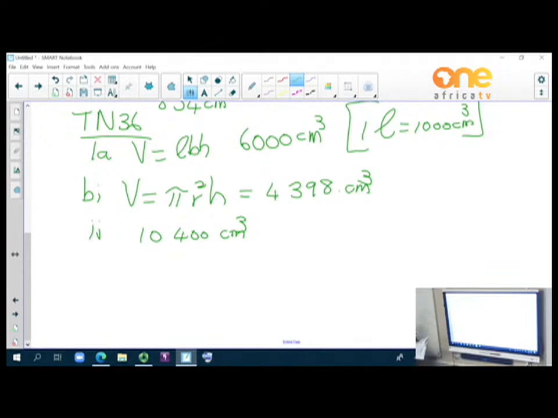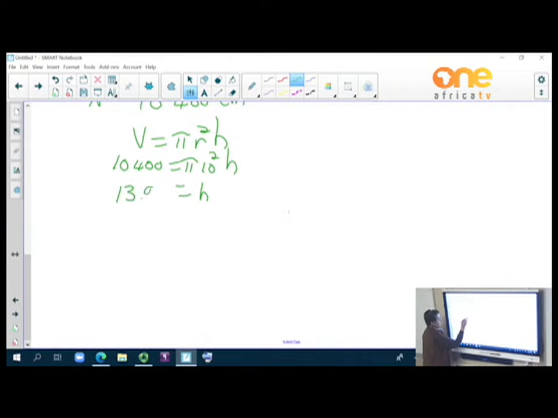And the last one, calculate now the depth of the water in the tank. So what do you need to calculate? The height, isn't it? So we're still with this formula. Volume is pi r squared h. And the volume is now 10,400. The radius is still 10 centimeters. And you have to calculate the height. And what did you get? 13.9. And this will now be centimeters because it's just the height that we have there.